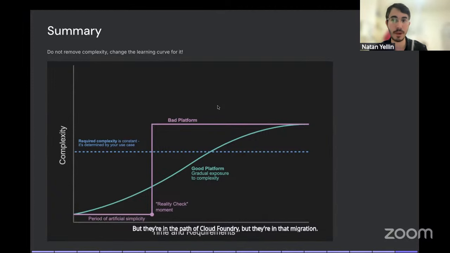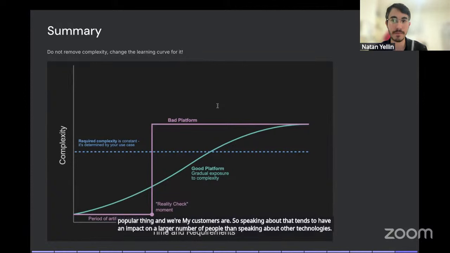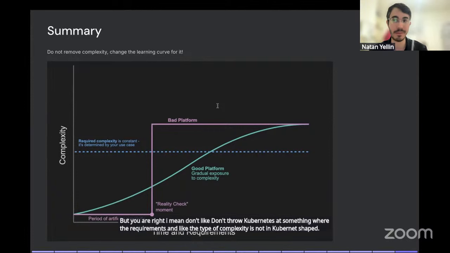So we just talk about it a lot. I talk about it a lot because it's the most popular thing, and so it's where a lot of my customers are. Speaking about that tends to have an impact on a larger number of people than speaking about other technologies. But you are right. Don't throw Kubernetes at something where the requirements and the type of complexity is not a Kubernetes shaped problem.